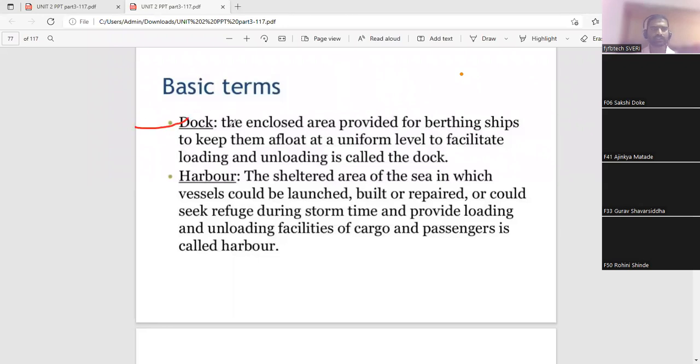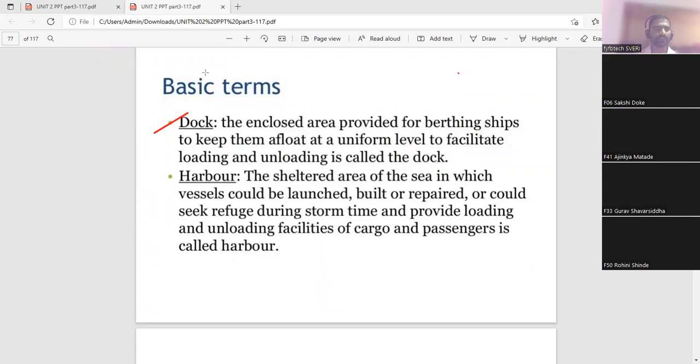The enclosed area provided for the berthing of ships, to keep them afloat at a uniform level to facilitate loading and unloading, is called a dock. It means it is a uniform place.